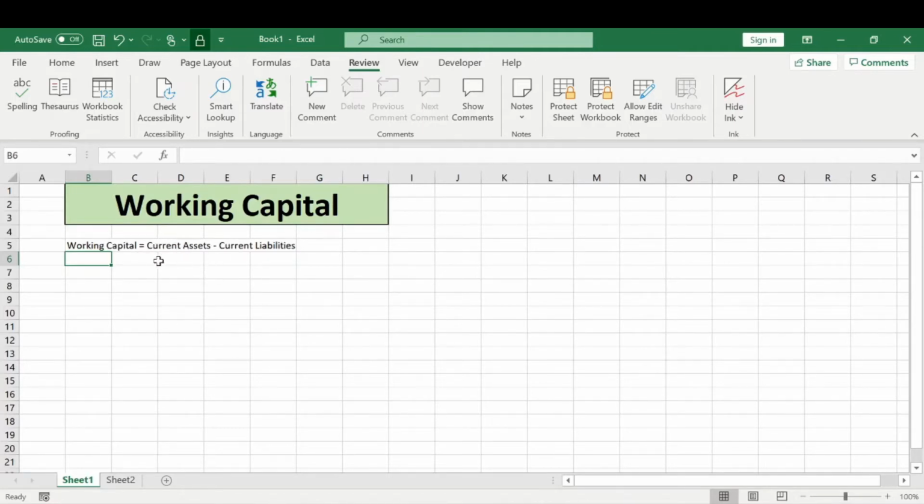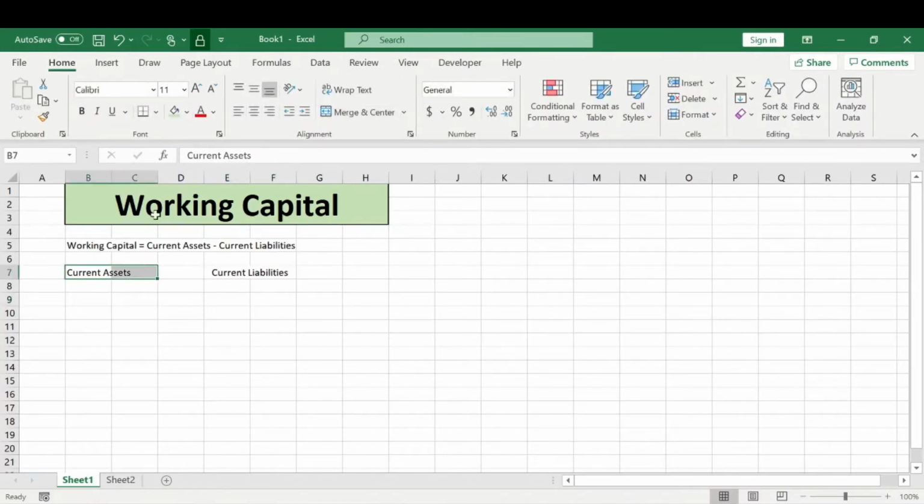So before we go into that, let's talk about what current assets and current liabilities are. Current assets, and here I'm just going to merge this real quick. Current assets are basically the short-term assets in a company. These are things that within the next year are going to be sold off or used up. But let's just go over a few current assets and a few current liabilities that you may come across.